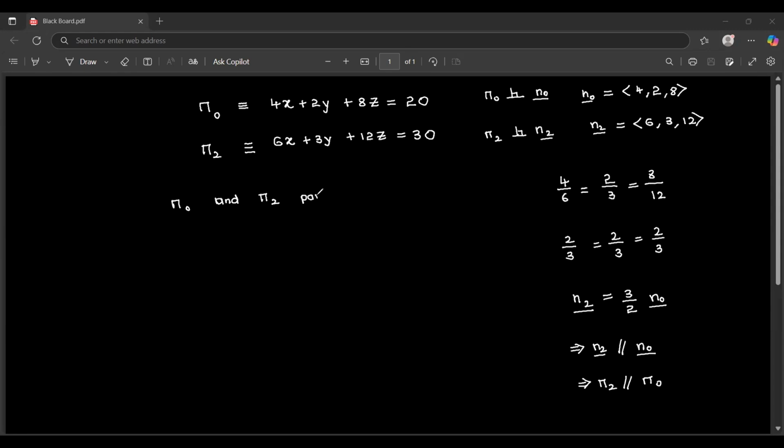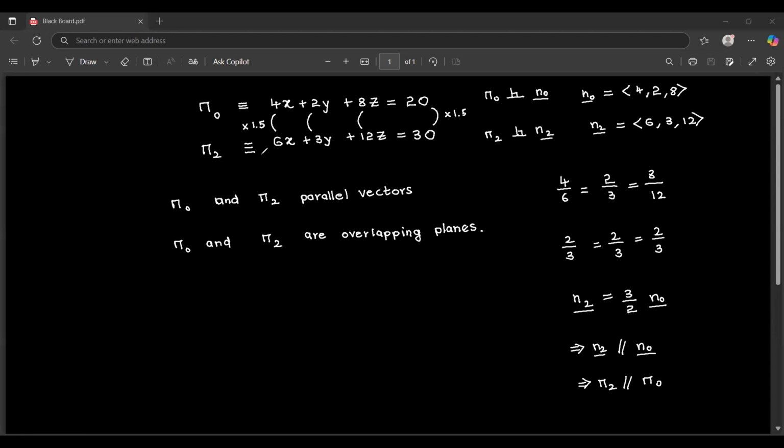Now, how can we find whether they are overlapping or not? By multiplying this by 1.5, we got 6. Similarly, here also 1.5, and here also 1.5. So if we multiply 20 by 1.5, what will we get? 30. So yes, pi naught and pi 2 are overlapping planes. You can say the Cartesian equation given in both cases is the same equation. Keep that in mind.